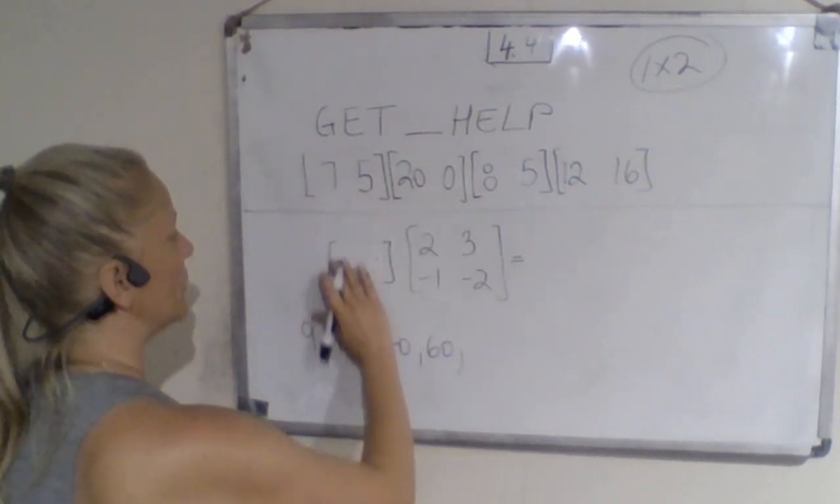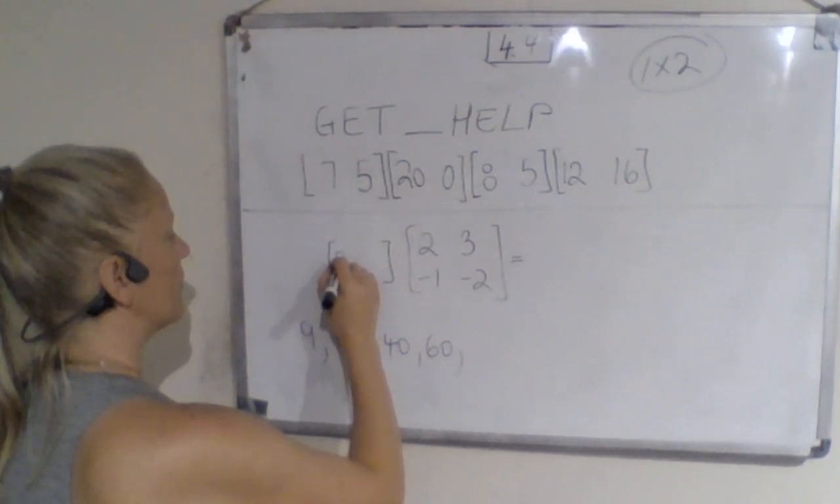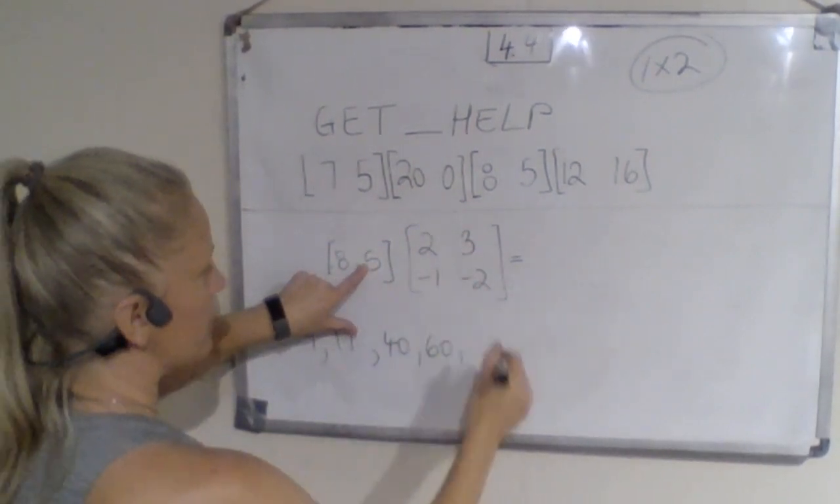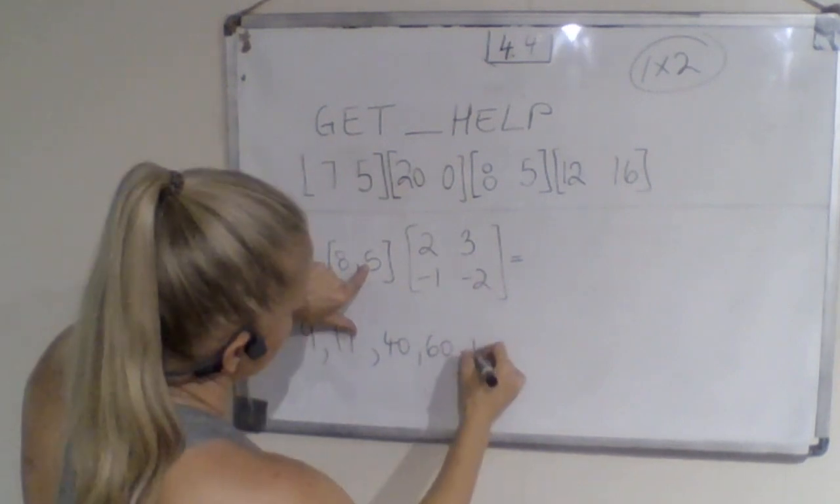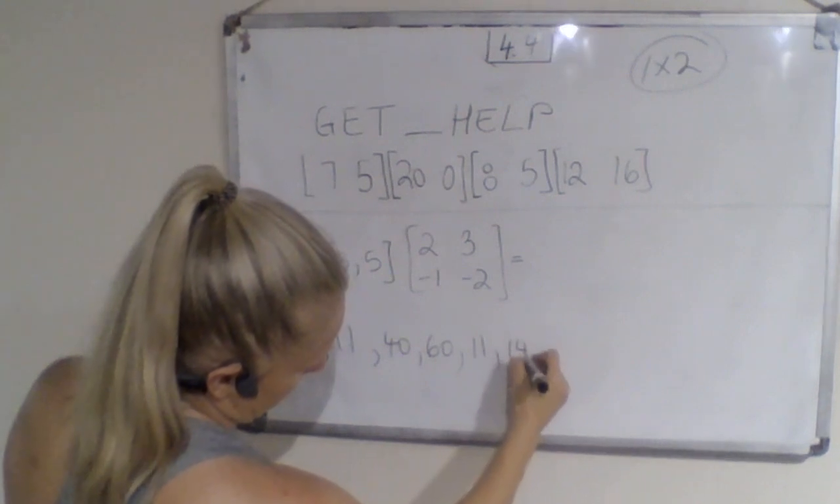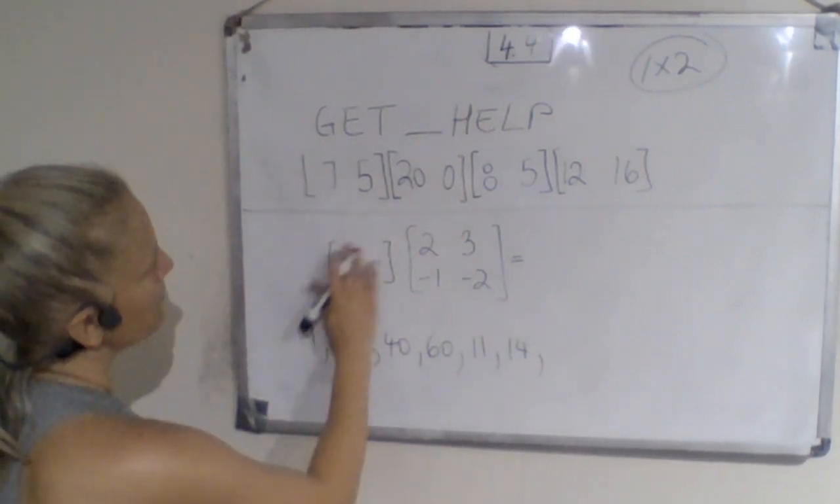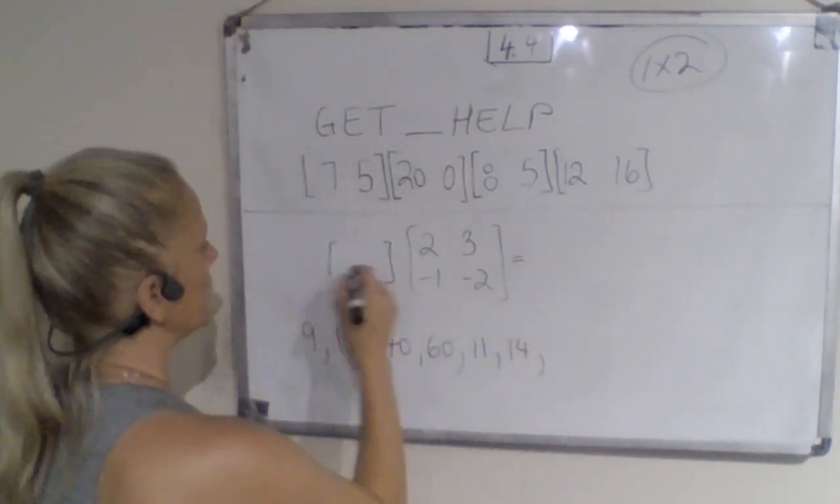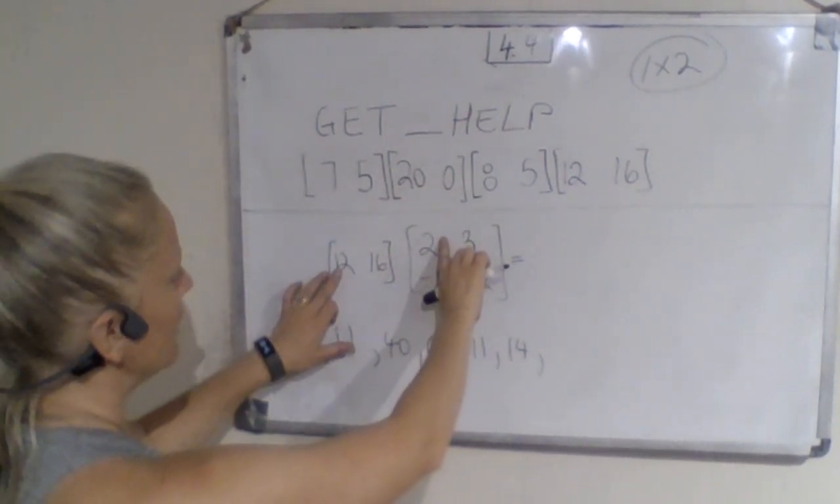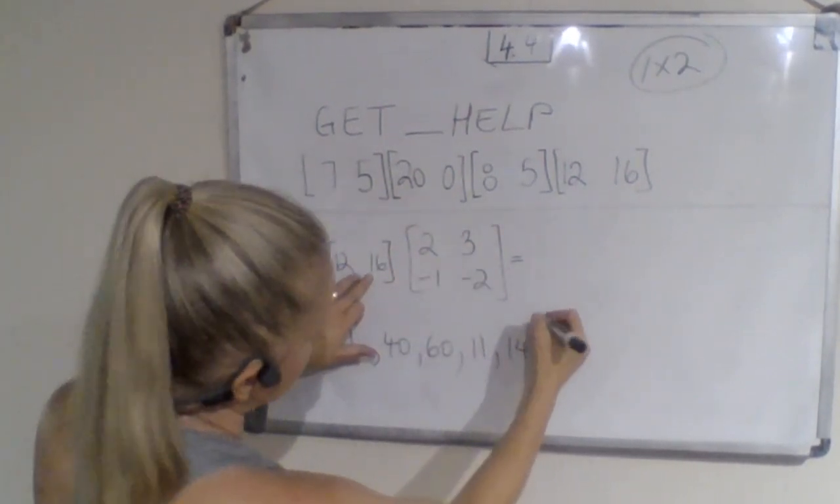I'm going to move over to 8 and 5. 16 minus 5, 11. 24 minus 10, 14. And I'm going to take the last one, which is a 12 and a 16, and write these numbers down. 24 minus 16, I get an 8.